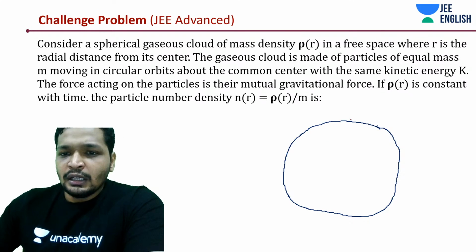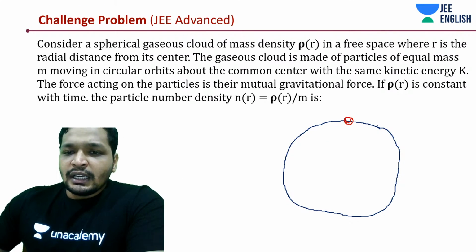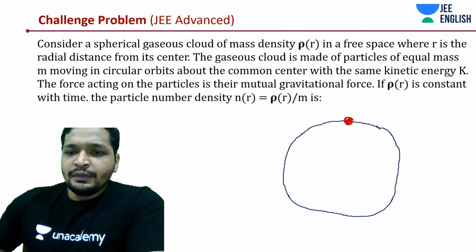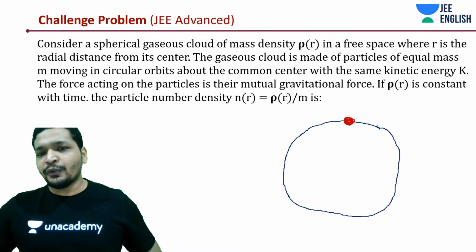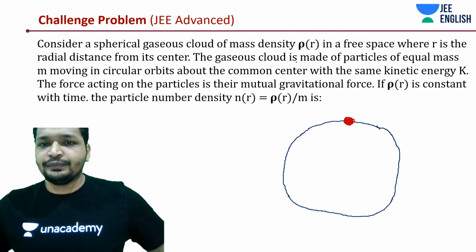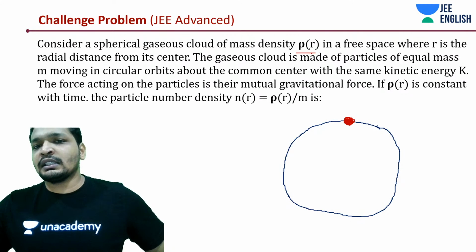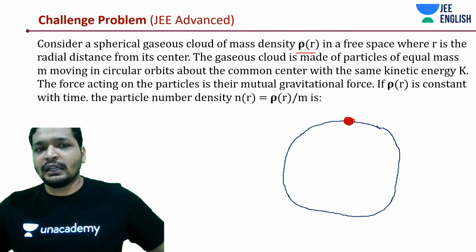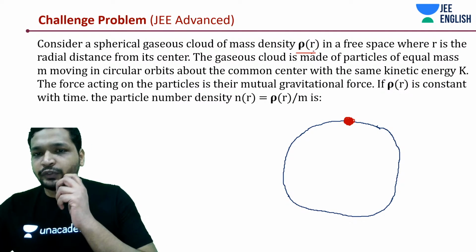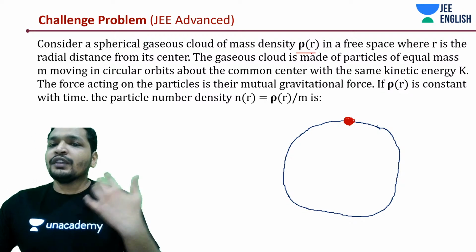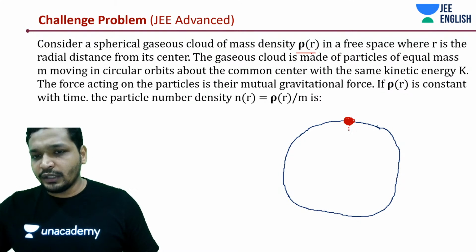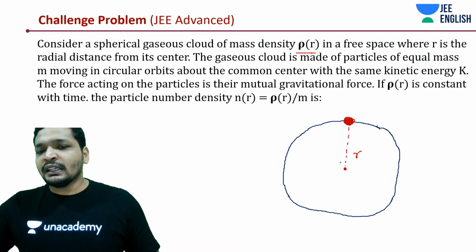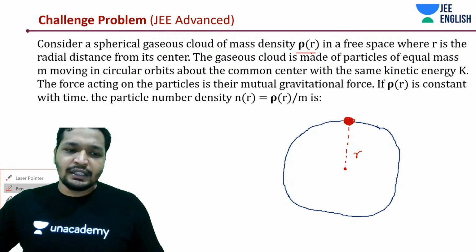Understand this. What is being told to you is there are gas molecules all around, and these gas molecules at each position have different density. This term alone tells you it is a spherical gaseous cloud of mass density rho of r. That means with density rho of r from its center, this entire thing is gas molecules. Let's assume this is the center. From every center there is going to be a different density.